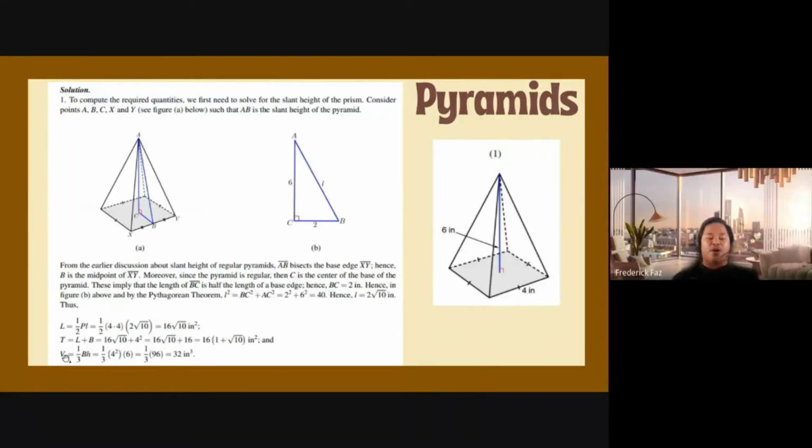For its volume, we have 1/3 area of the base times height. So 1/3, and the area of the base is 16 and the height is 6. So we have here 32 cubic inches as our volume of this given pyramid here at the right.